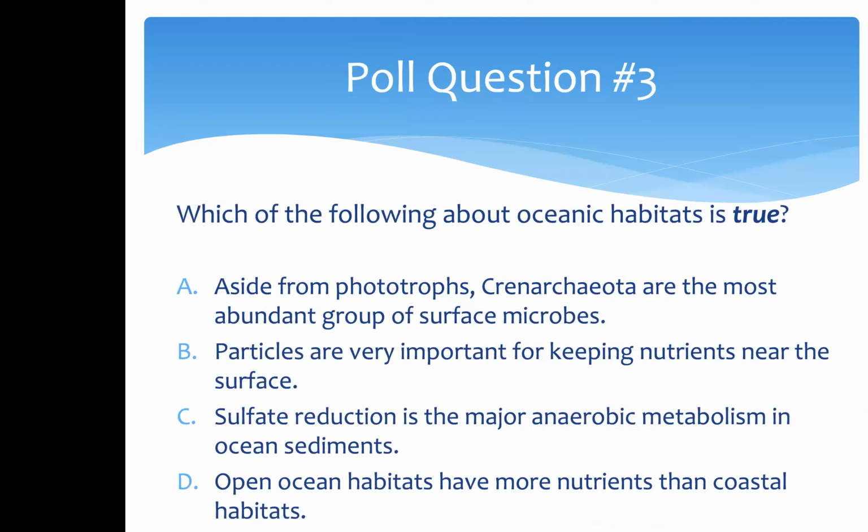All right, so let's have a poll question. Let me get this going. Which of the following about oceanic habitats would be true based on what I've just told you? A, aside from phototrophs, Crenarchaeota are the most abundant group of surface microbes. B, particles are very important for keeping nutrients near the surface. C, sulfate reduction is the major anaerobic metabolism in ocean sediments. Or D, open ocean habitats have more nutrients than coastal habitats.